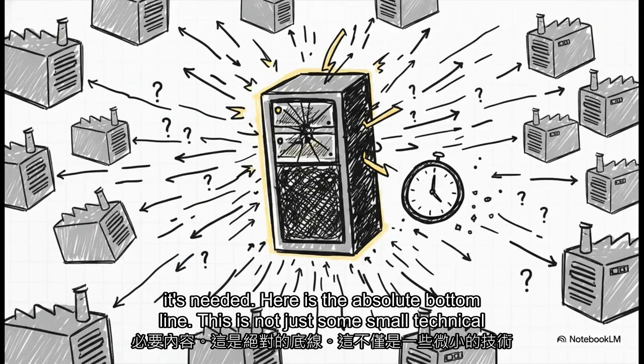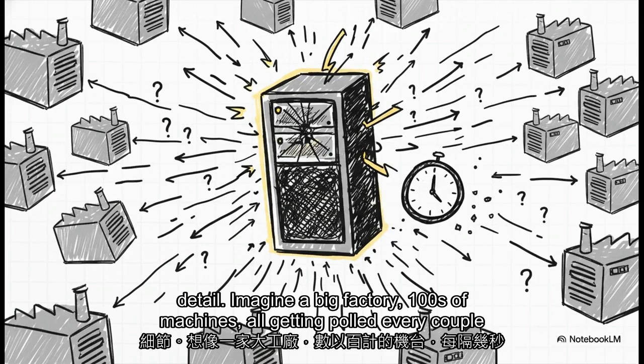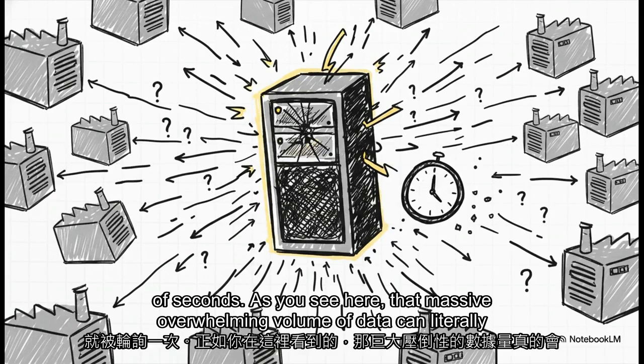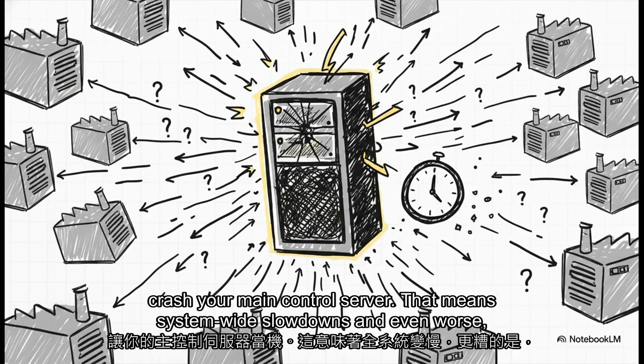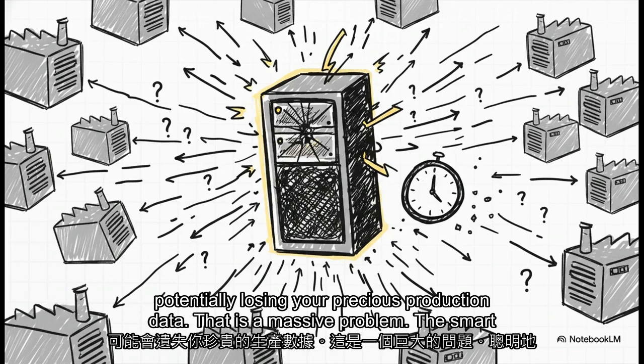And here is the absolute bottom line. This is not just some small technical detail. Imagine a big factory, hundreds of machines all getting polled every couple of seconds. As you see here, that massive, overwhelming volume of data can literally crash your main control server. And that means system-wide slowdowns and, even worse, potentially losing your precious production data. That is a massive problem.